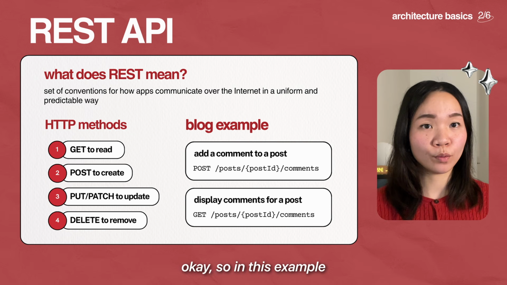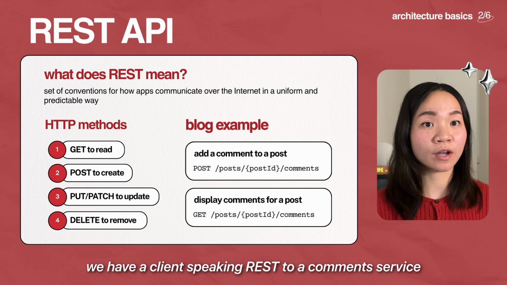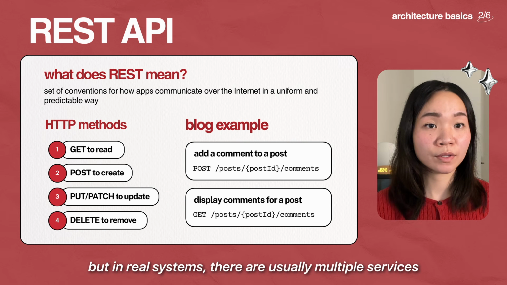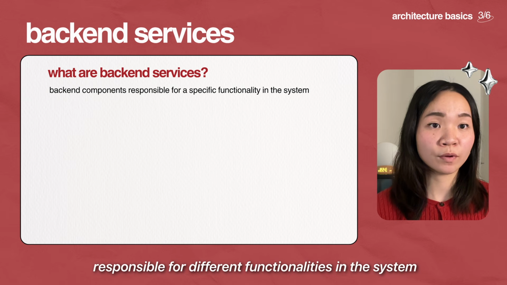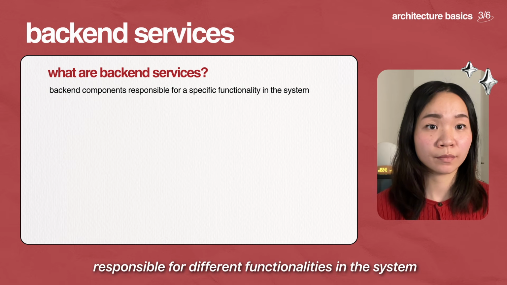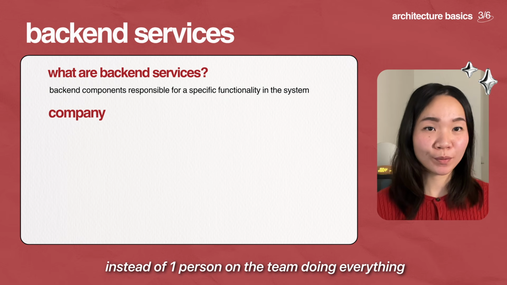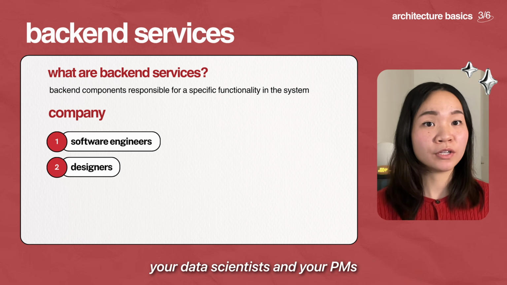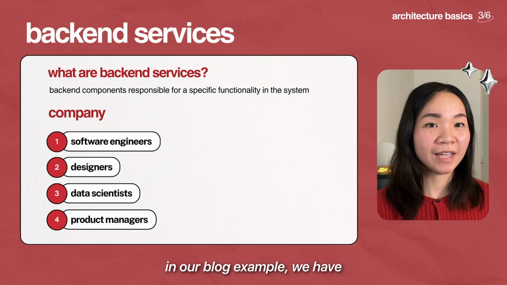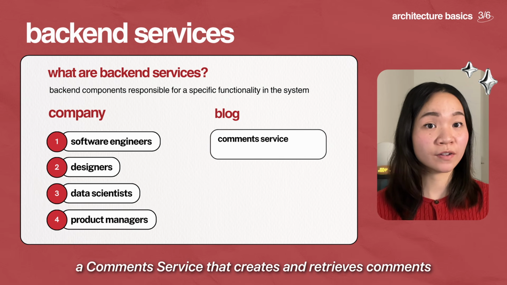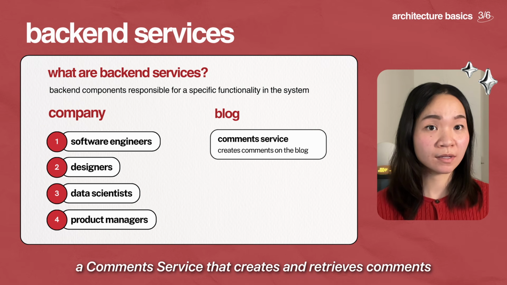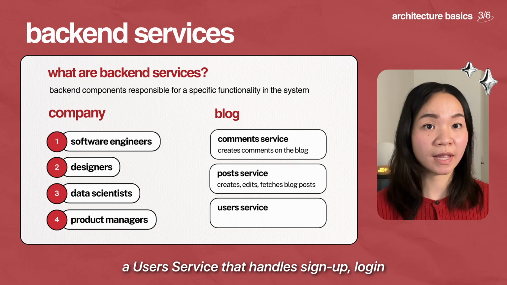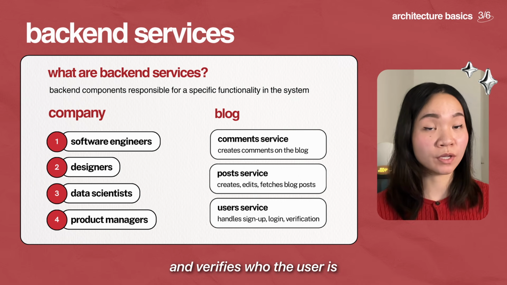Okay, so in this example, we have a client speaking REST to a comment service that handles all comment-related tasks. But in real systems, there are usually multiple services responsible for different functionalities in the system. Think of it like a company. Instead of one person on the team doing everything, you have your software engineers, your designers, your data scientists, and your PMs. In our blog example, we have a comment service that creates and retrieves comments, a post service that creates, edits, and fetches blog posts, a user service that handles sign up, login, and verifies who the user is.